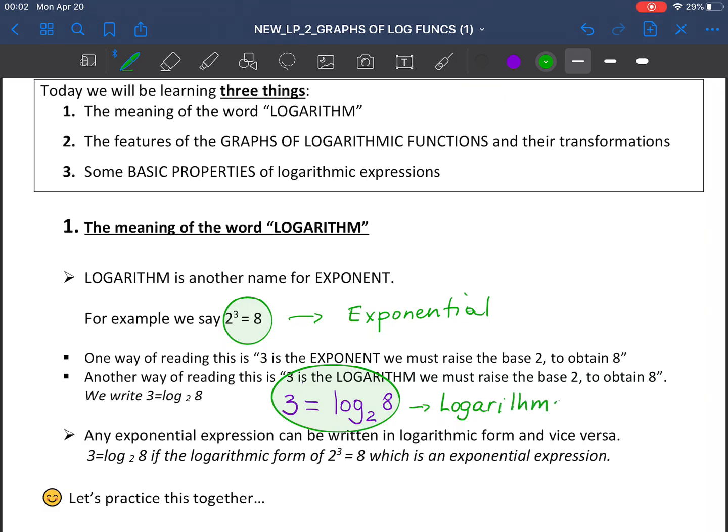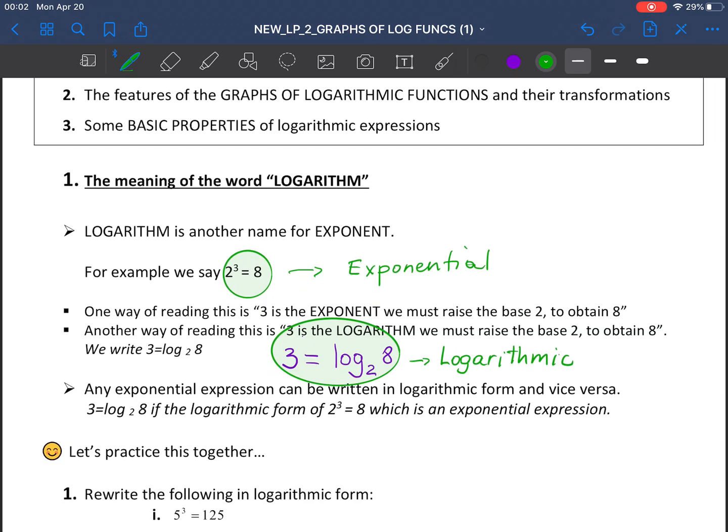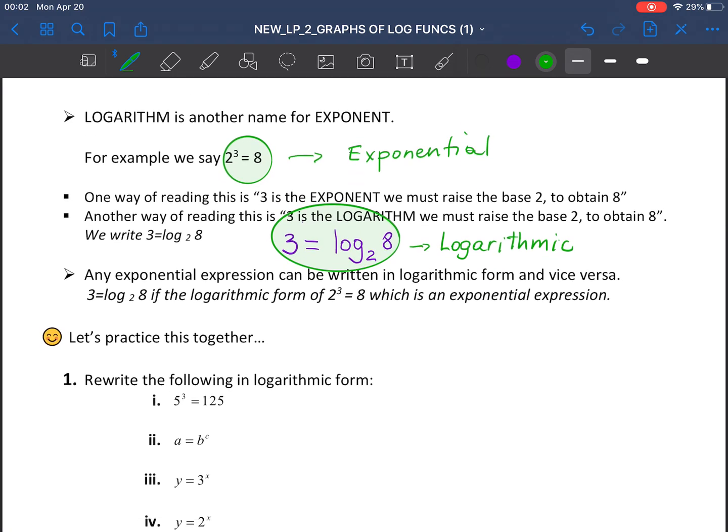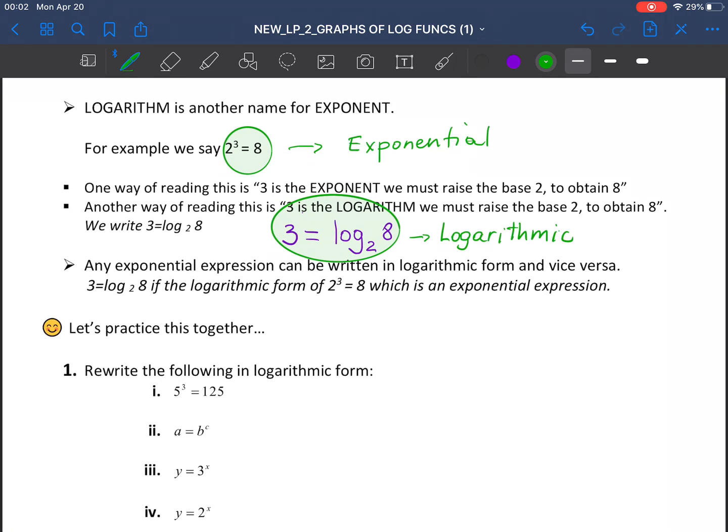So as you see, there is a connection between exponential and logarithmic numbers. And we are going to practice how to convert an exponential number into a logarithmic number and vice versa. So let's practice together. I'm going to start with the first example. 5 to the power 3 equals 125.